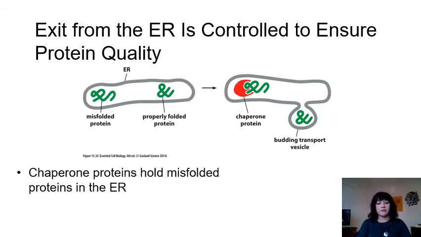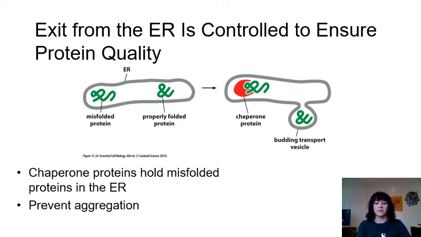So if there is a misfolded protein, the chaperone protein grabs onto it, right? Just like at a high school dance, if there's someone trying to spike the punch, the chaperones are the ones that are supposed to catch that miscreant, right? So the chaperone protein is going to hold that misfolded protein and keep it from leaving the endoplasmic reticulum. So if the protein is fine, if it's folded properly, it's not going to be grabbed by the chaperone, and it can bud off in a vesicle and travel onto the Golgi.